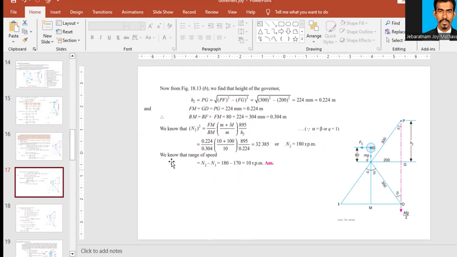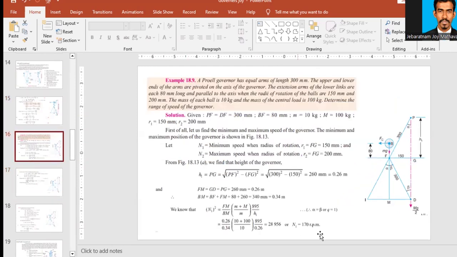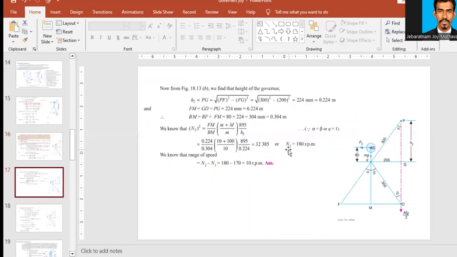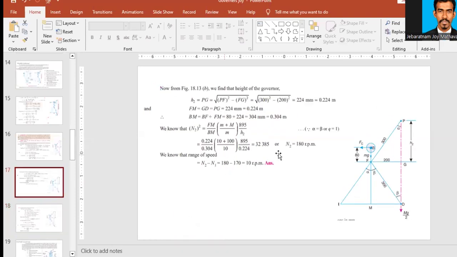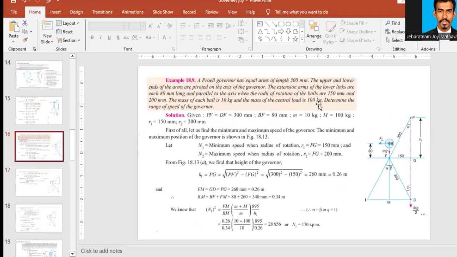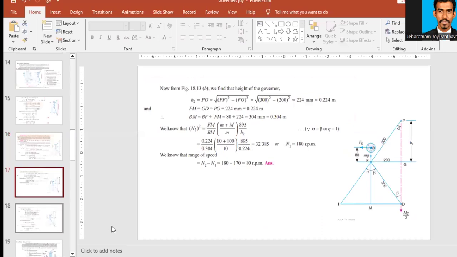The question is to find the range. We have already found the minimum rotation speed, that is 170 RPM. Now at maximum rotation, it is 180 RPM. So the range is 180 minus 170, 10 RPM. So this is the question: determine the range of speed of the governor. Now the range of speed is found as 10 RPM.